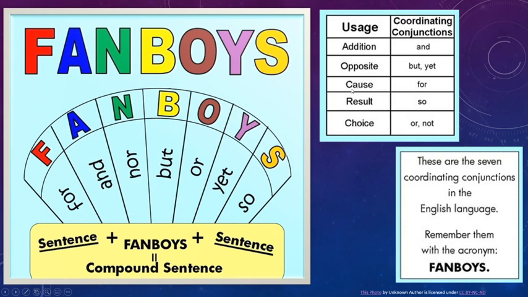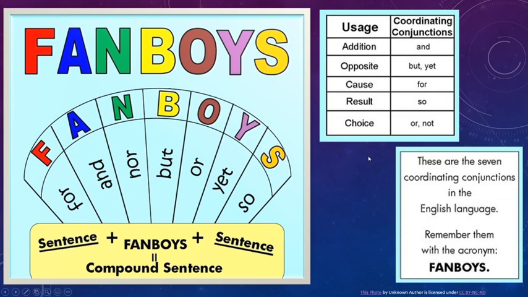That's my neighbors. If you're going to add a cause, then this is the conjunction that you should use. If you're going to add a result, then you should add so. And if you are adding a choice, then these are the options that you have.